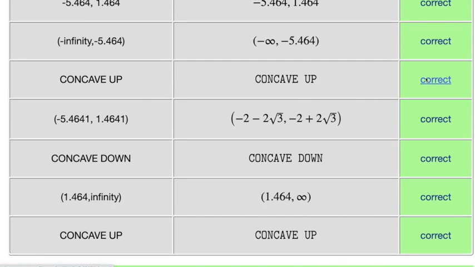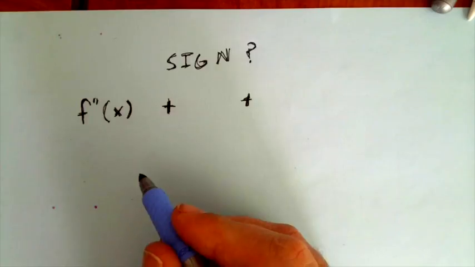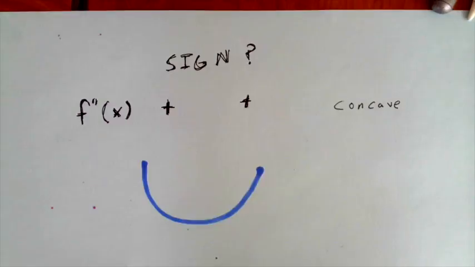And the big conceptual thing you have to do is recognize that you can figure this out by looking at f double prime of x. F double prime of x controls the concavity of f of x.